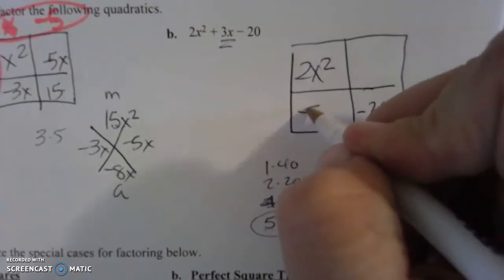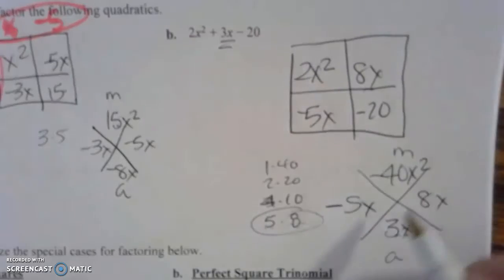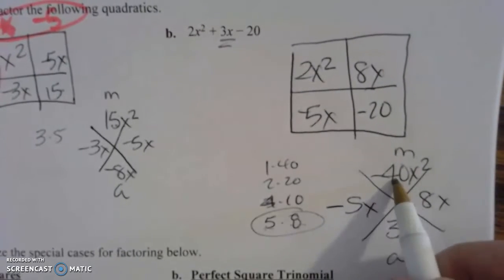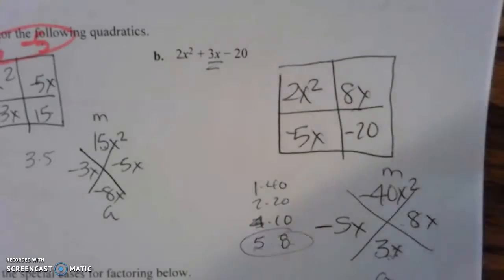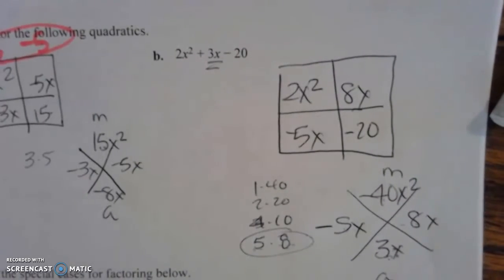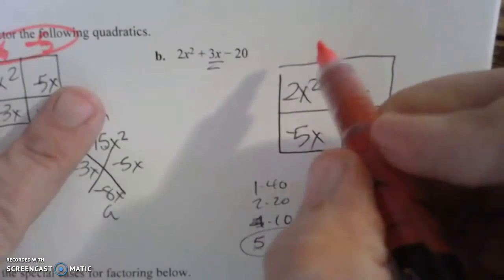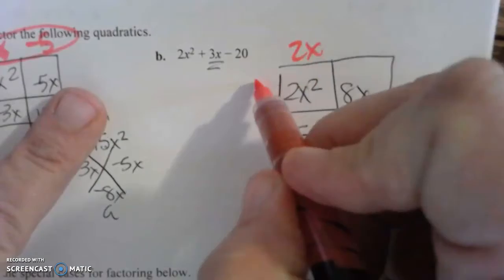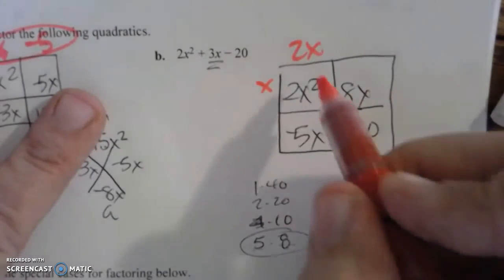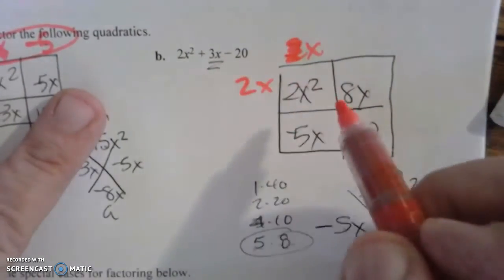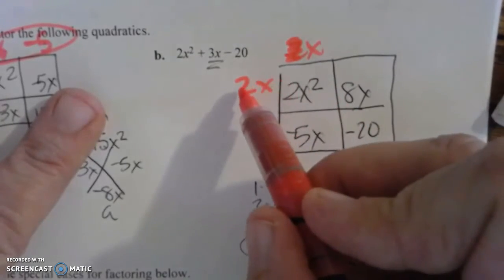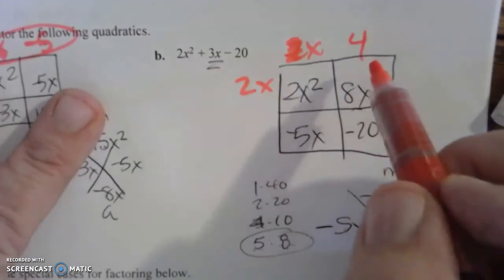So we have negative 5x and 8x. Negative 5 times 8 makes negative 40. 8 minus 5 equals 3. So now that we have set up our box, we can start going, okay, this is going to be a 2x and an x, right? But look, 2 times something doesn't make 5. So let me switch the 2 and put it over here, because I can see 2x times 4 makes 8.